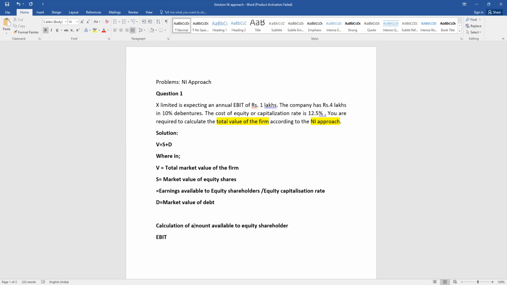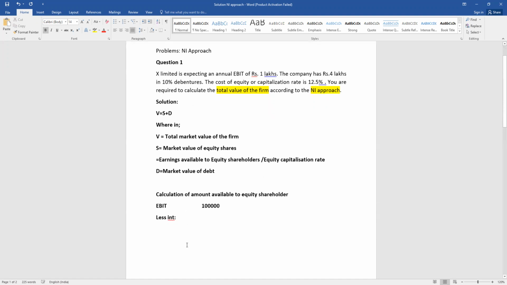EBIT is how much given in the problem? 1 lakh. Less interest. How much is interest? How do you calculate interest now? 40,000.